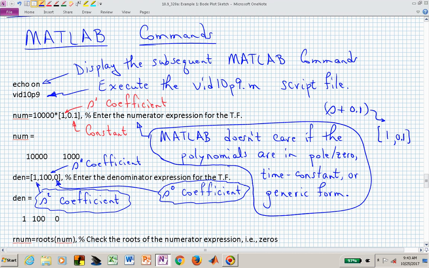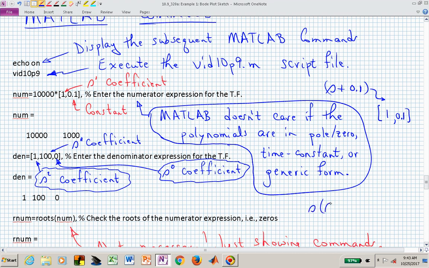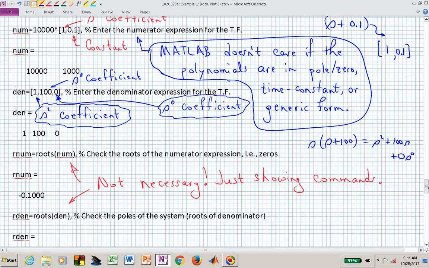I apologize maybe for all of the words, but this is now our numerator, and we could enter that however we wanted, but we would have to be consistent with how we enter the numerator and the denominator. In pole zero form, the denominator was s times s plus 100, which is s squared plus 100 s plus 0 times s to the 0. So we now have a 1 coefficient for s squared. We have 100 for our s to the 1 coefficient. We have 0 for our s to the 0 coefficient. That's our denominator.